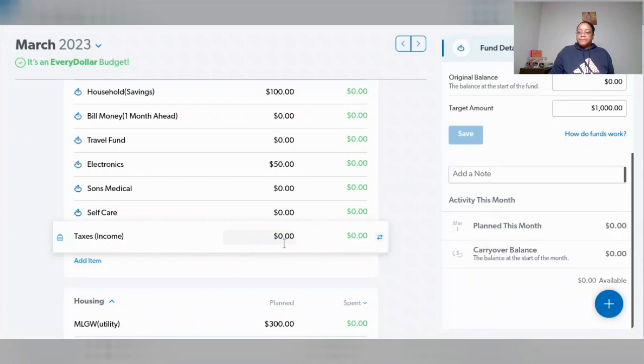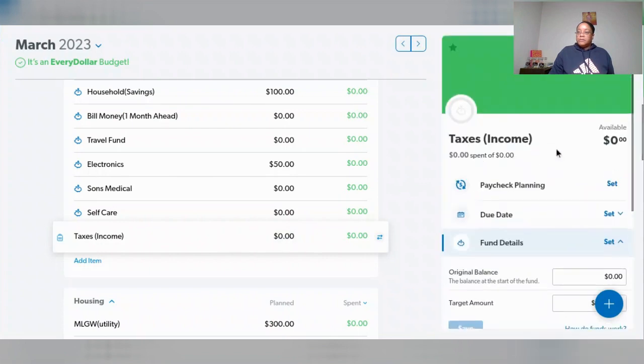Alrighty, so back to 0. There we go. And so for the month of March, this is $1,000. Almost forgot I had to set this up. I was about to be like, bye y'all.